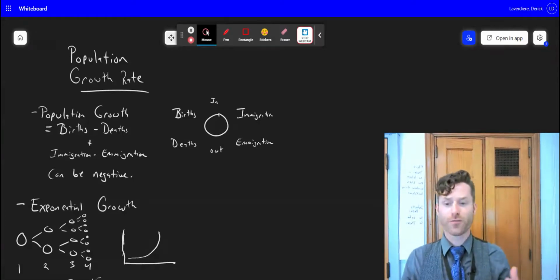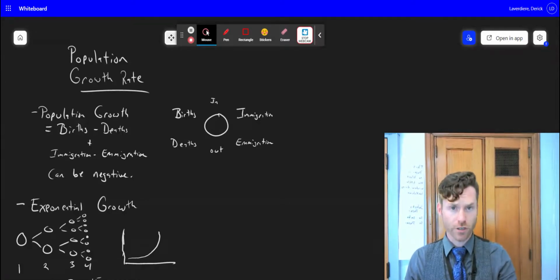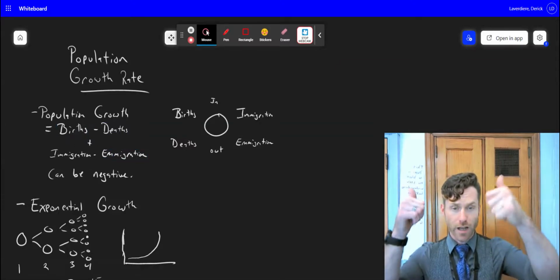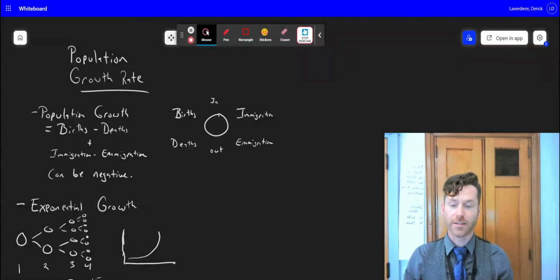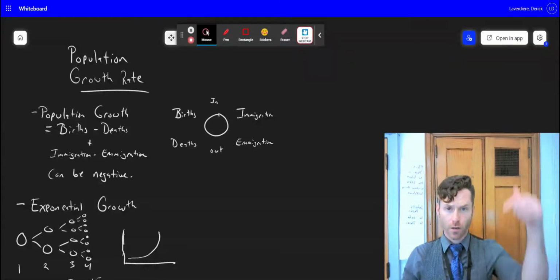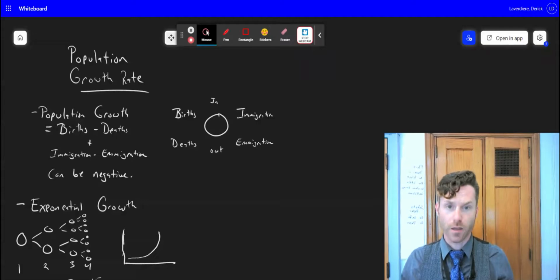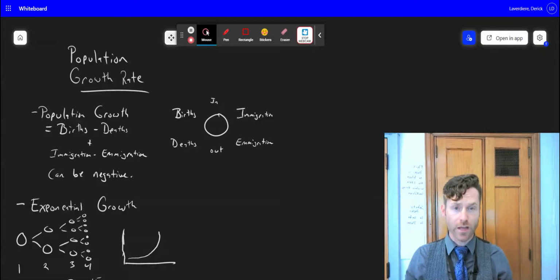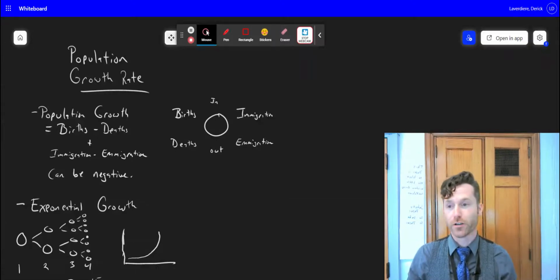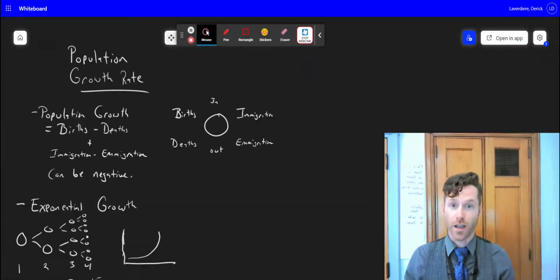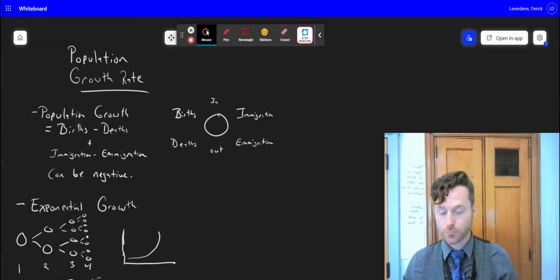And so if we were to put this in formula form, population growth as a whole equals births minus deaths plus immigration minus emigration. So the births and the immigrations are the things that would bump the population up, whereas the deaths and the emigrations are the things that would bring the population down. Now this total number can be a negative number, and that means that the population growth is a net loss. There are less individuals in the population at that point in time than there were before.